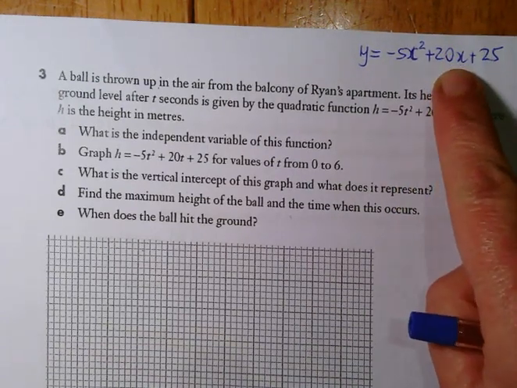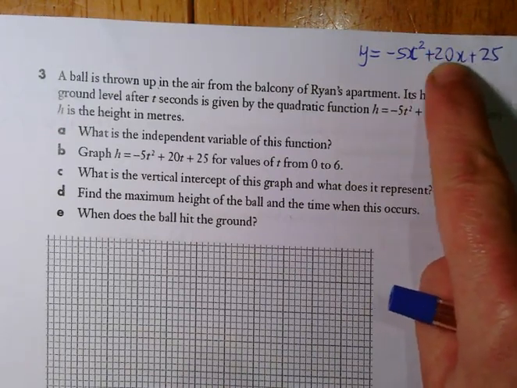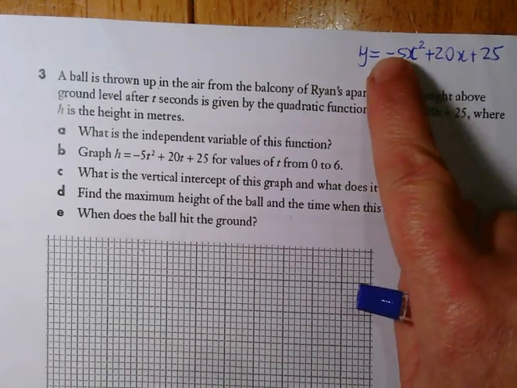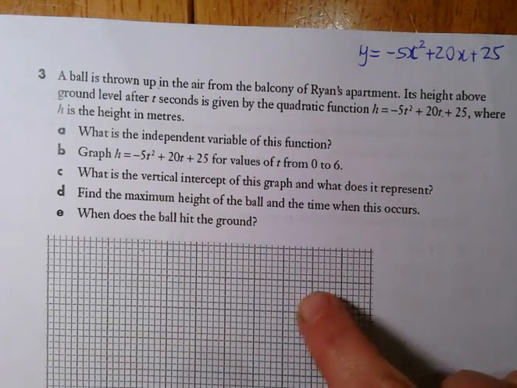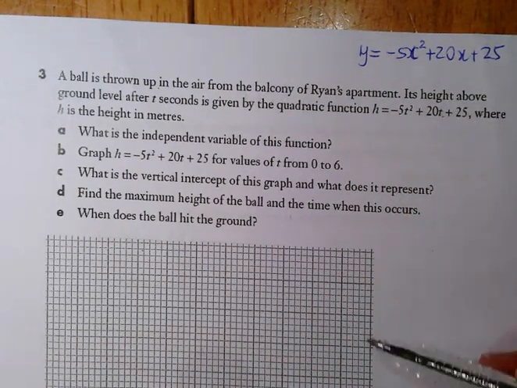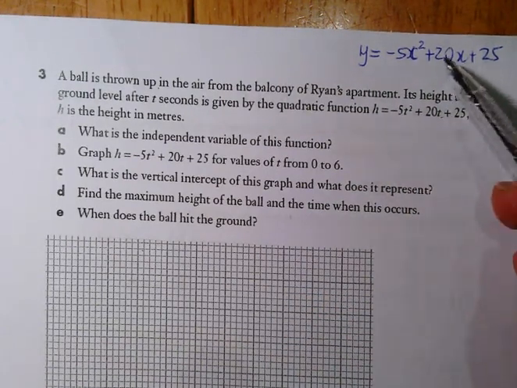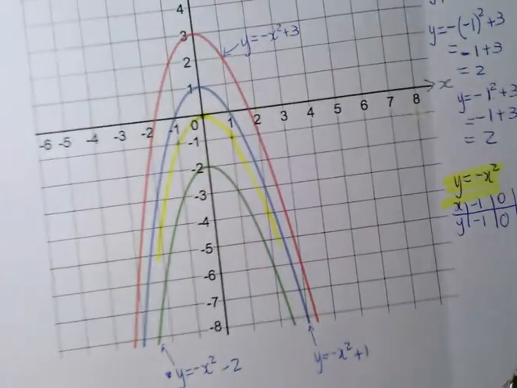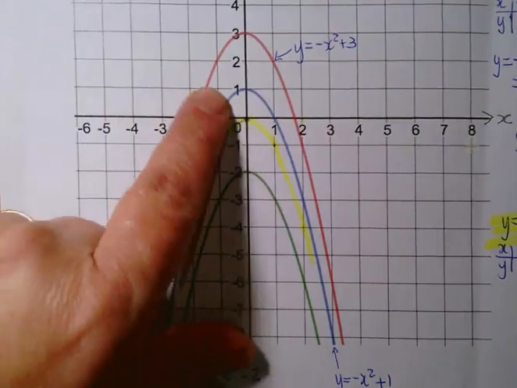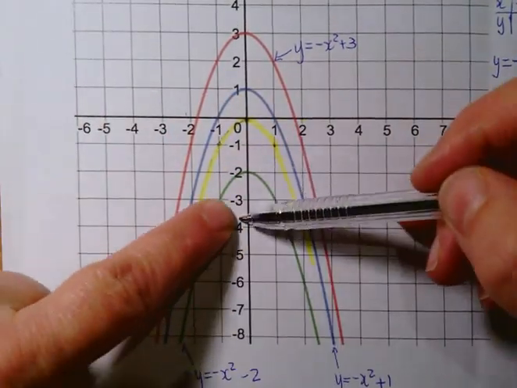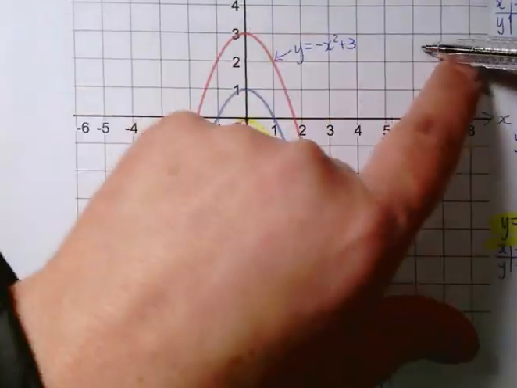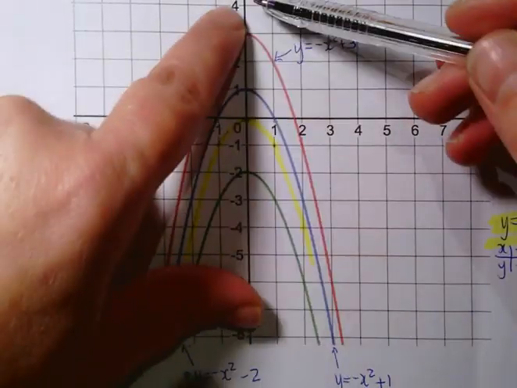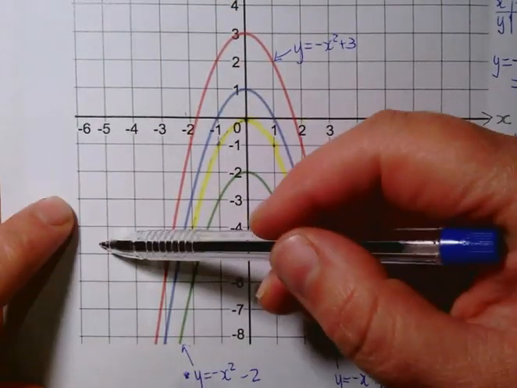I know that you're not used to seeing this 20x, but when you see the middle term missing, if it's just negative 5x squared plus 25, it means that it's only shifted up or down. But when you have this plus 20x, parabolas don't have to be just shifted up or down. They can also be shifted sideways. They can be shifted up and sideways or down and sideways, to the left or the right.